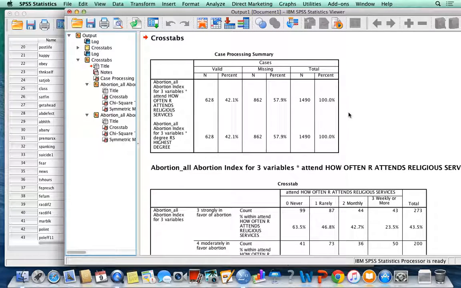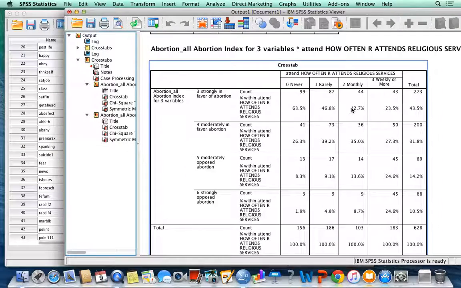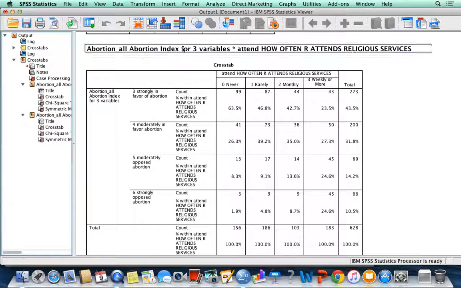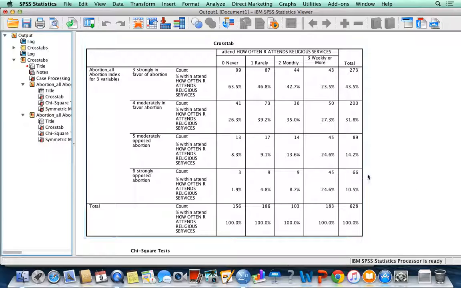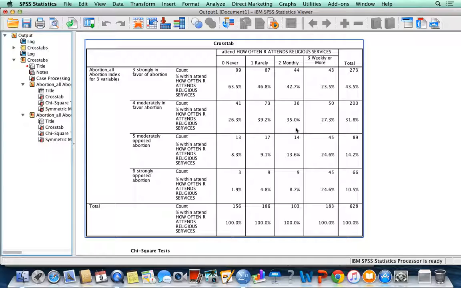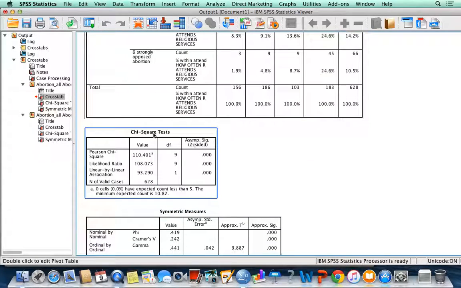Now we have two cross tabulations and two tests. The first one is abortion all by attend. From the cross tabulation table, the pattern of frequency seems like people who never attend church have a stronger attitude in favor of abortion compared to those who go to church weekly or more, who seem more opposed to abortion. Although this cross tabulation shows this kind of pattern, it doesn't confirm whether or not this relationship is statistically significant until we do the chi-square test. So it is important to look at the chi-square.